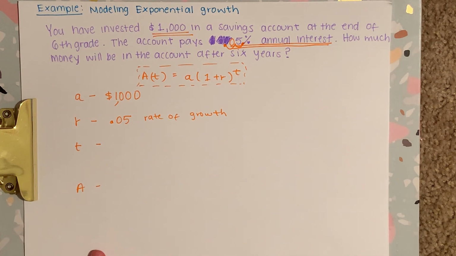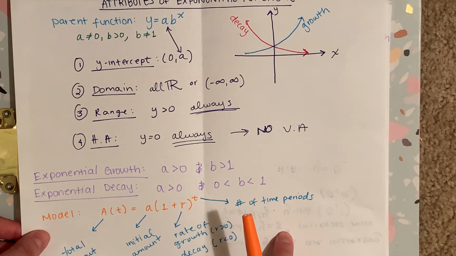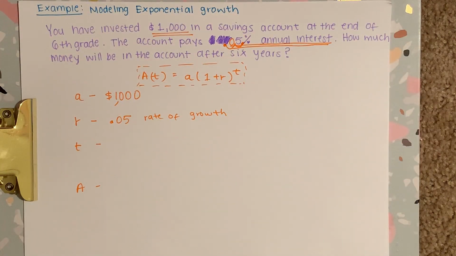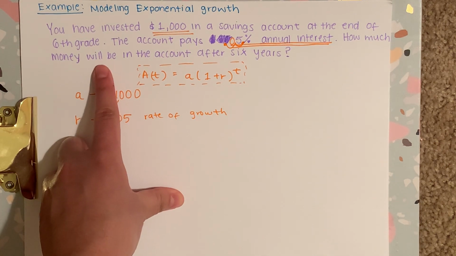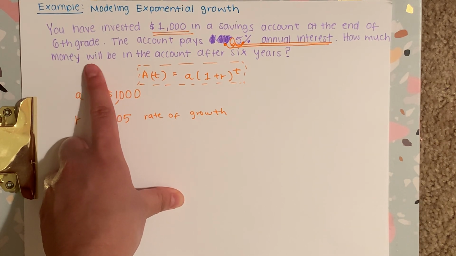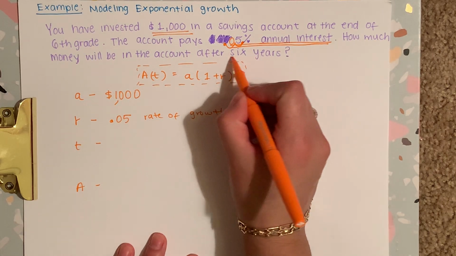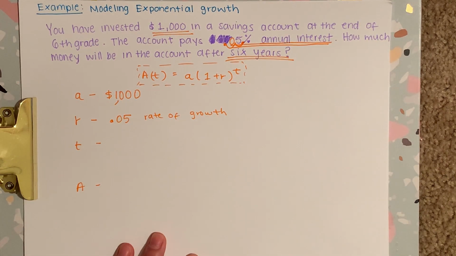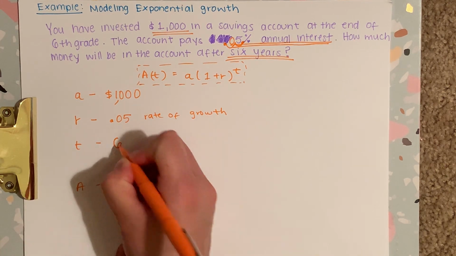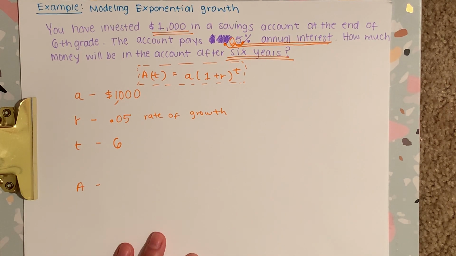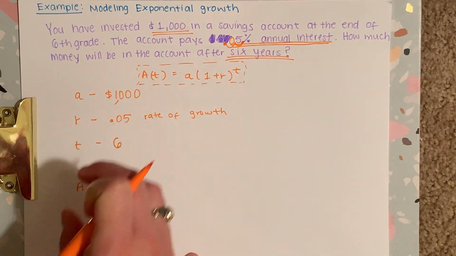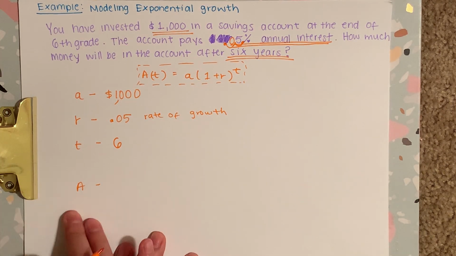Now T. On our exponential model, T represents the number of time periods, right? So they're asking on our word problem, how much money will be in the account after 6 years. So we know that the time is going to be 6, because that's the amount of time, 6 years. Right, so now we can go ahead and take all that, substitute it onto our model, and find what our total amount will be, right?